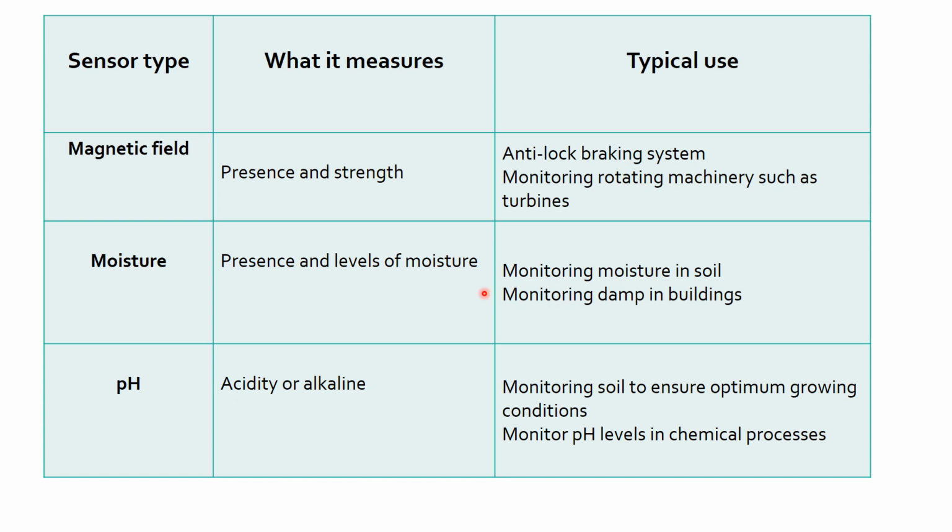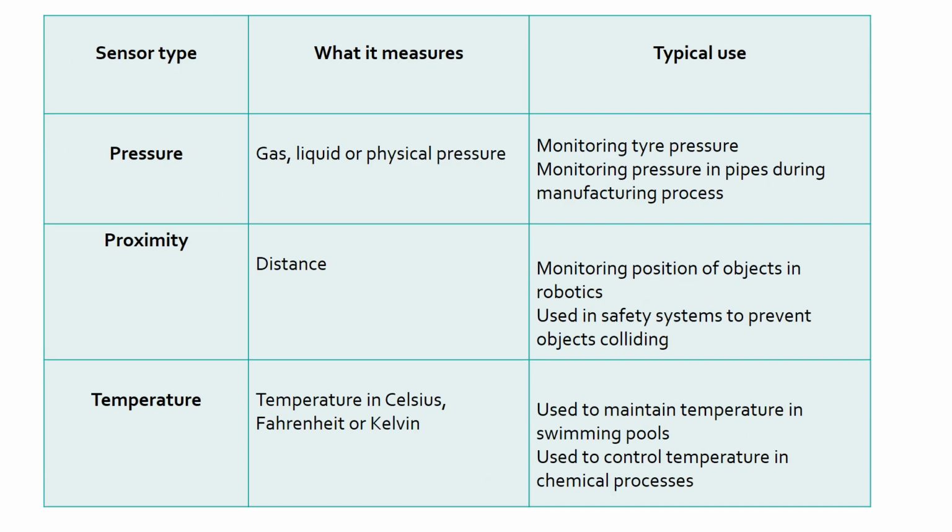Next sensor is pH sensors. We can use these sensors to measure acidity and alkalinity. It's typically used in monitoring soil to ensure optimum growing, and to monitor pH level in chemical processes. Next sensor is pressure. It's going to measure gas, liquid, or physical pressure, and we usually use it to measure tire pressure and pipes during the manufacturing process.